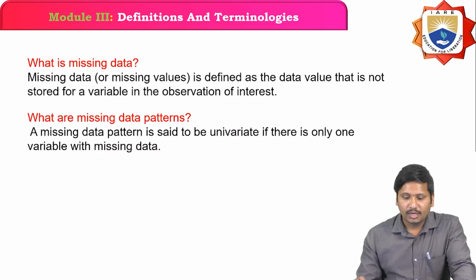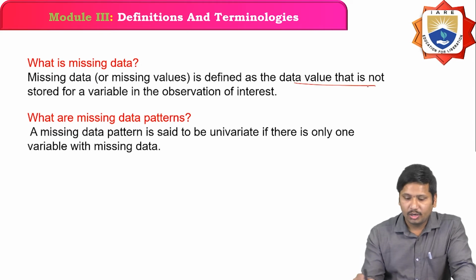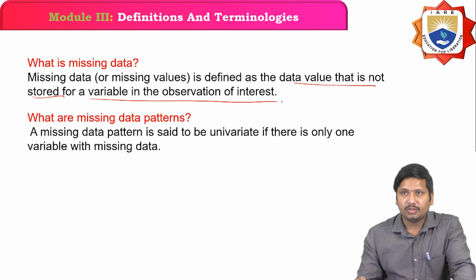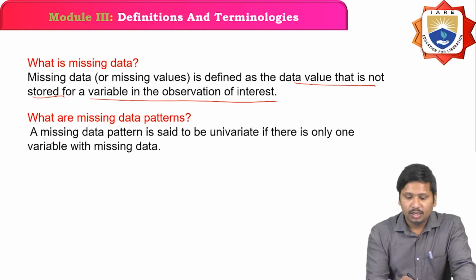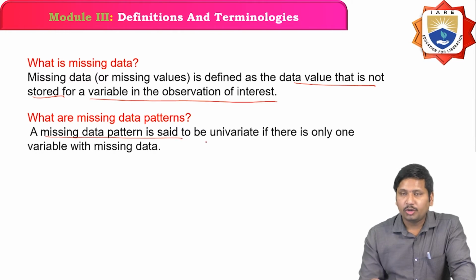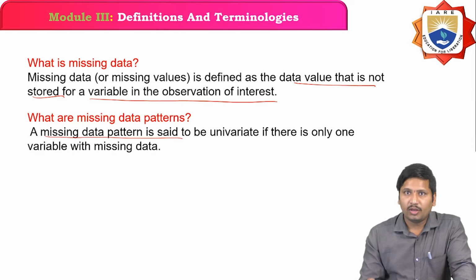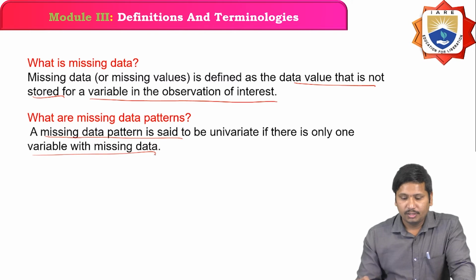So some of the questions, like what is missing data? Missing data can be defined as the data value that is not stored for a variable in the observation of interest. And what do missing data patterns mean? The missing data pattern is said to be univariate if there is only one variable with the missing data.